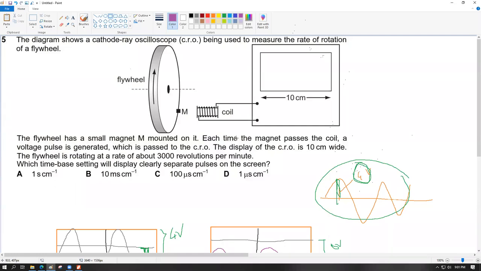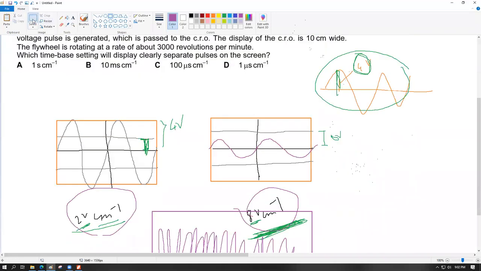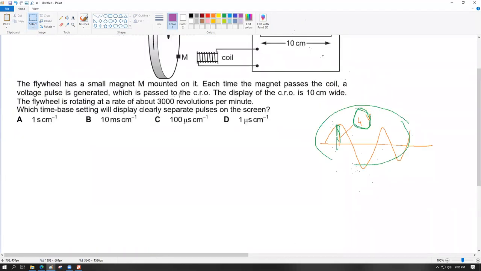So let's go one by one. Have a look. How many centimeters do we have over here? 10 centimeters. What is the revolutions per minute? 2000 revolutions per minute. So if I get rid of those drawings, which are just theory-based drawings, let's work with these numbers. 3000 revolutions per minute.